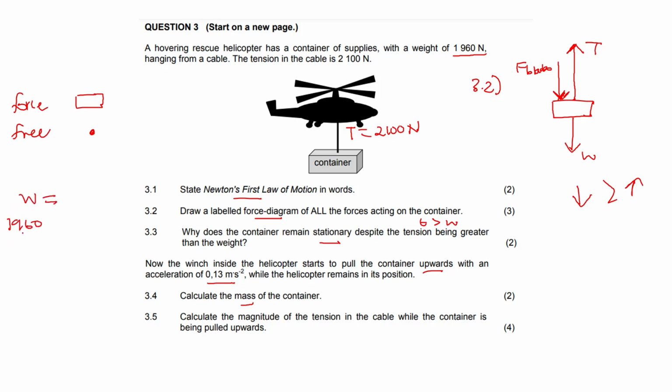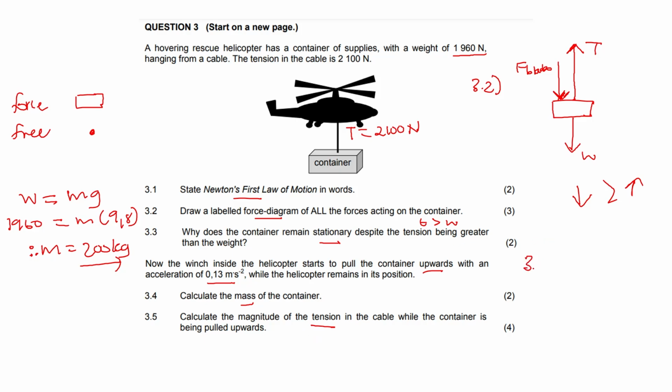1960 newtons. What is the equation for weight? Weight is m times g. So they want the m. We have the g, which is constant, 9.8. We do our little math equation, and our mass is 200 kilograms. All right. 3.5. Calculate the magnitude of the tension in the cable while the container is being pulled upwards.